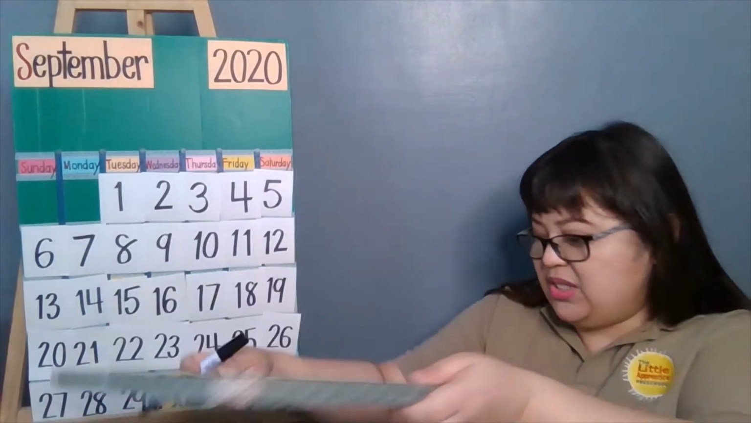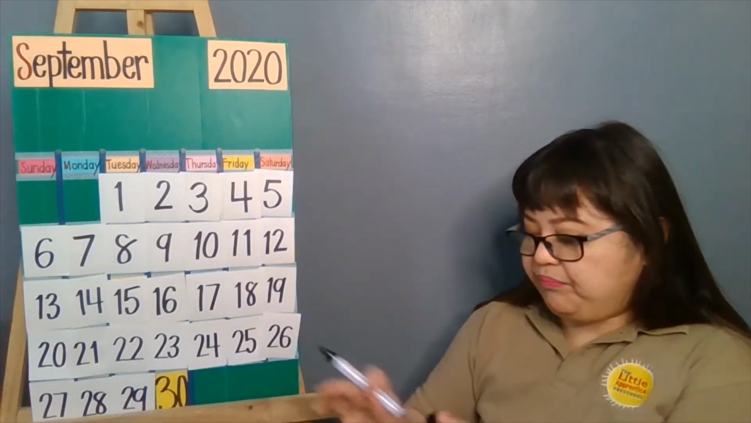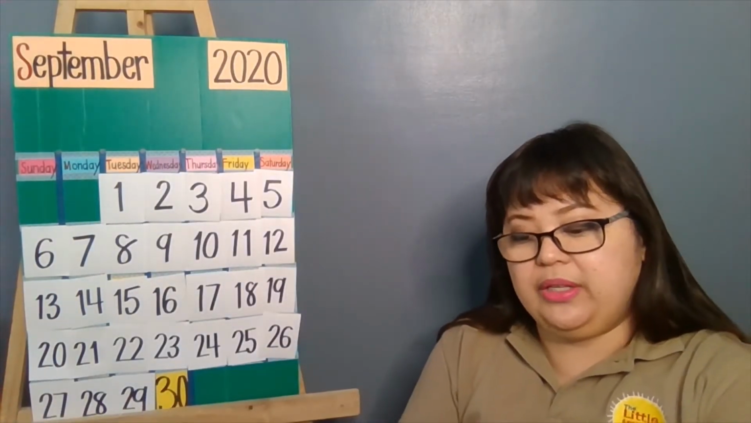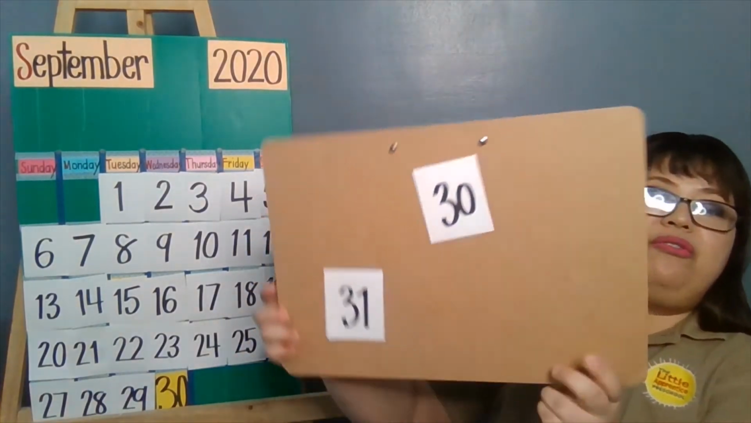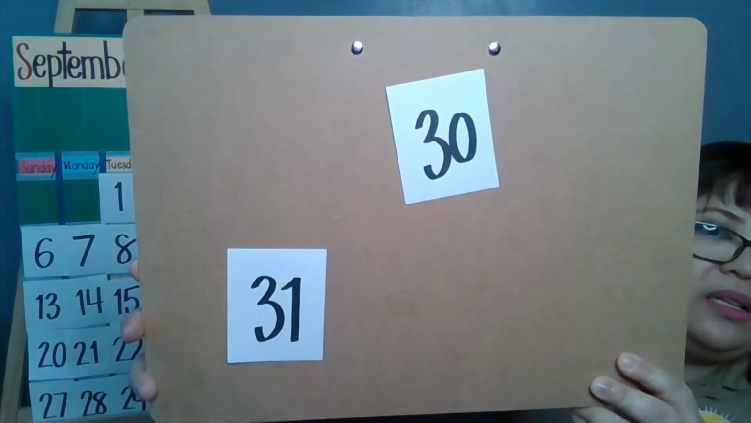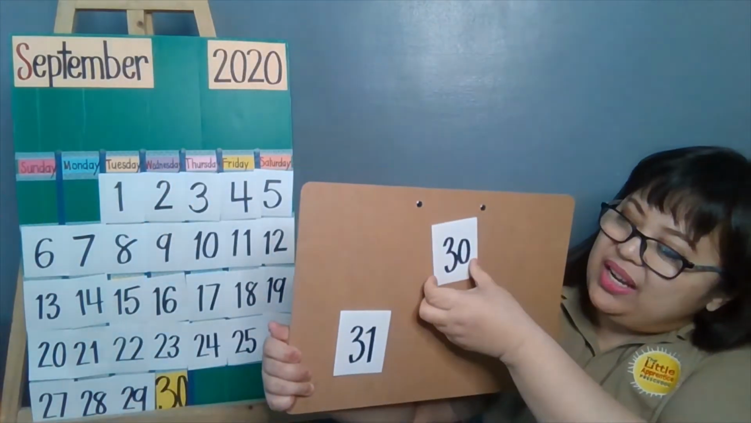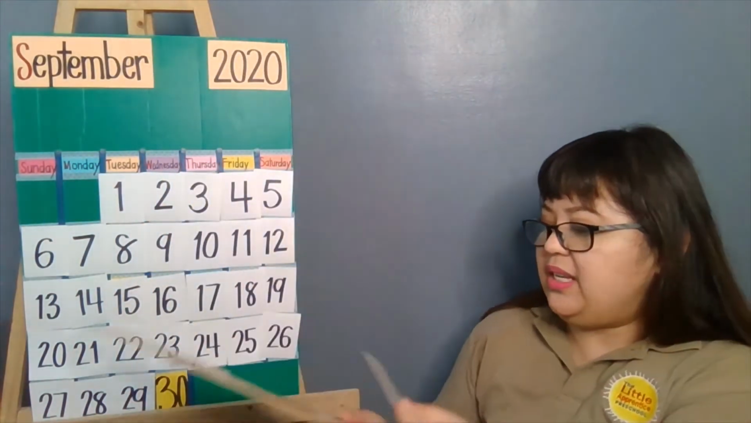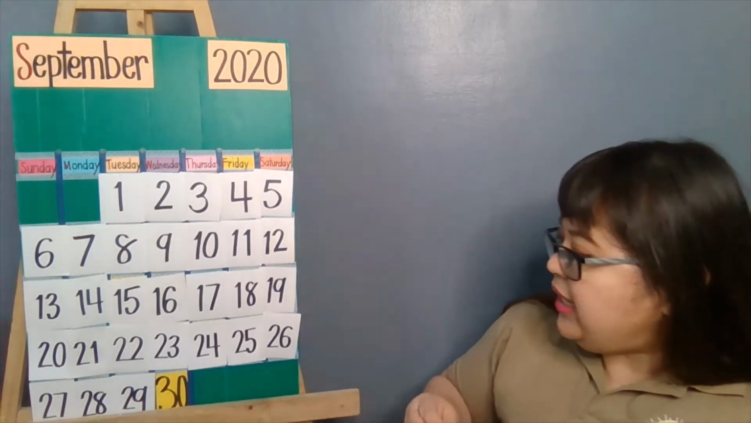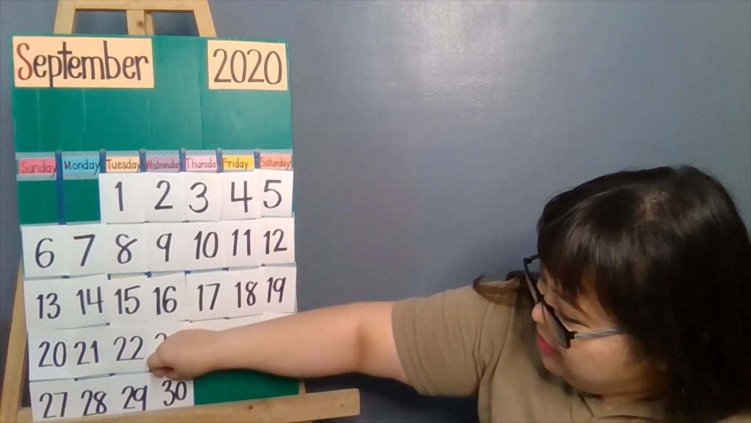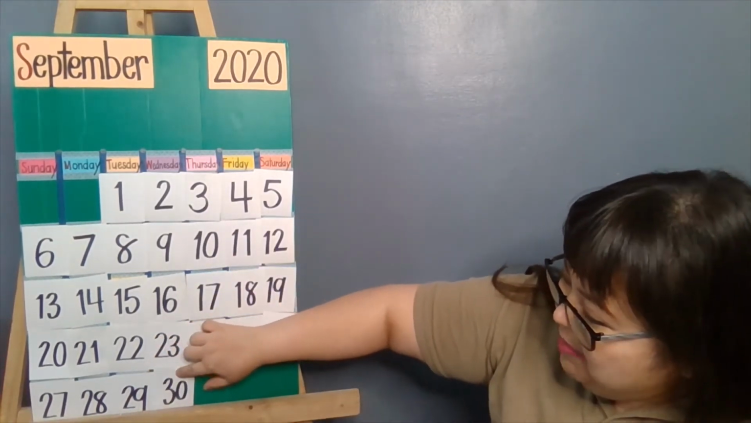Thank you very much. Now, since we've written 30, it will be quick for you to find 3 and 0 on my clipboard. Yes, 3 and 0, say 30. Say it again. 30.